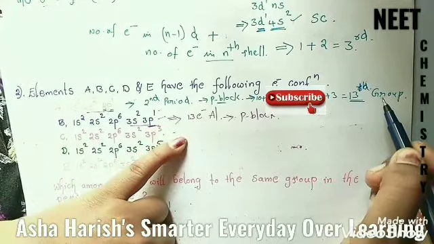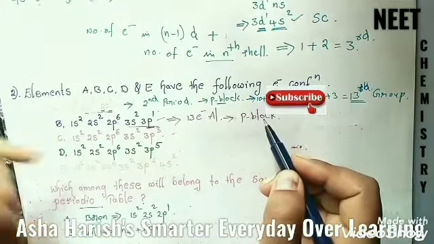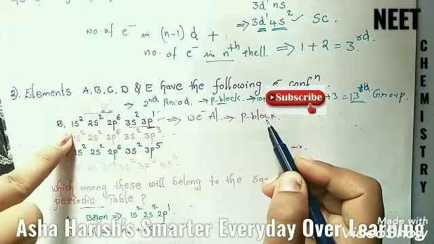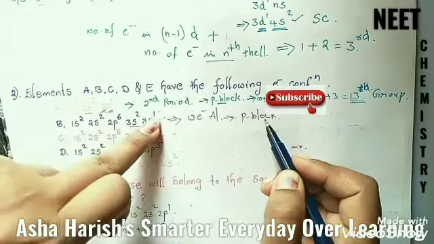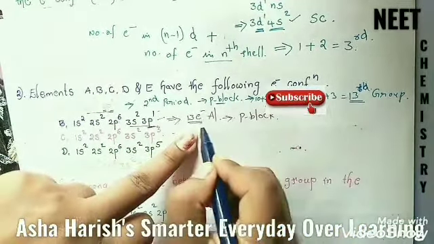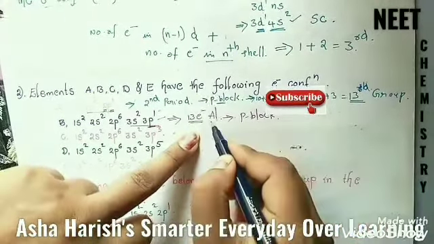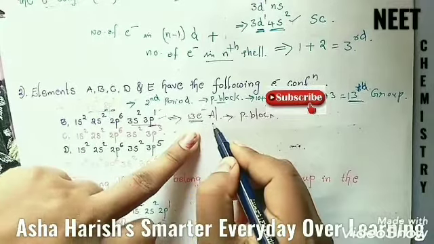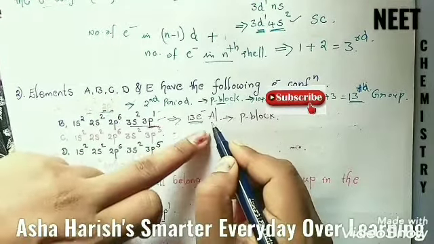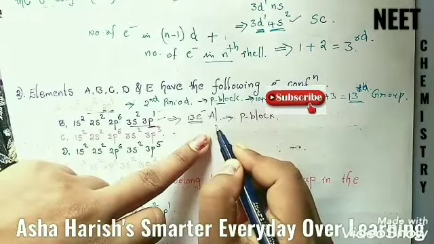Okay, students, let's start the second one. Option B, the configuration they have given here. If you count these electrons, the number we should get is 13. So 13 electrons means the atomic number is also 13. Basing upon that atomic number, the element name is aluminium.